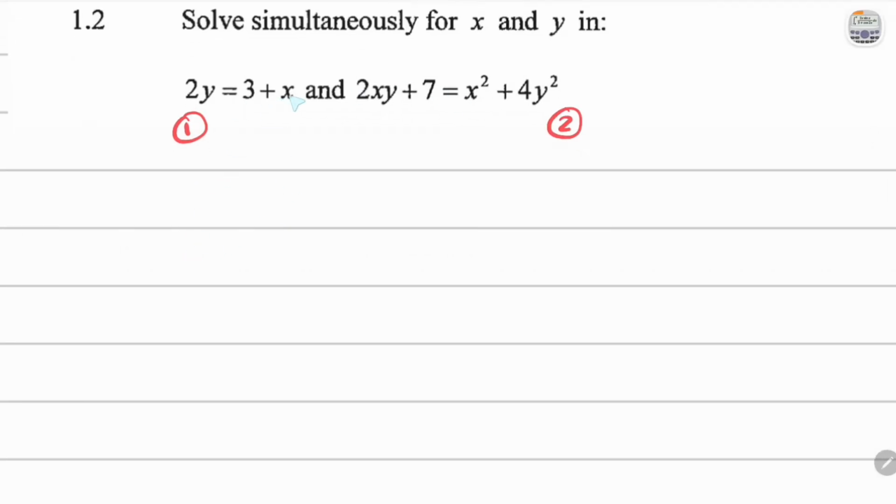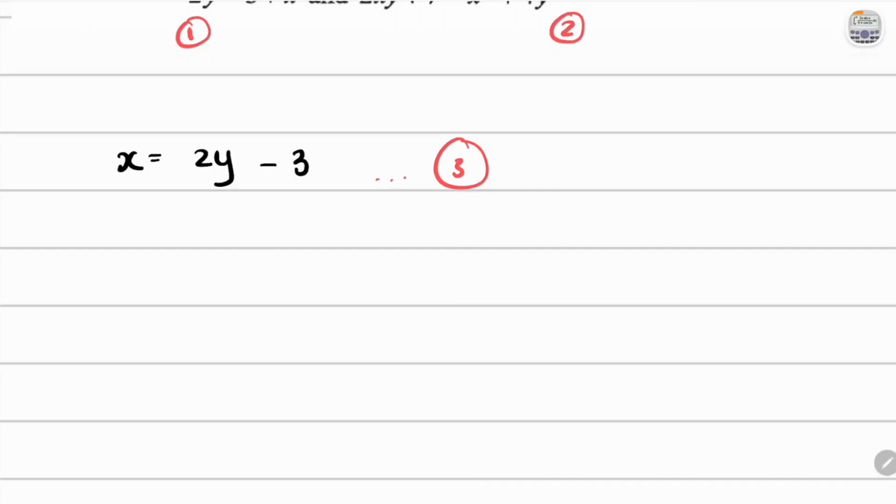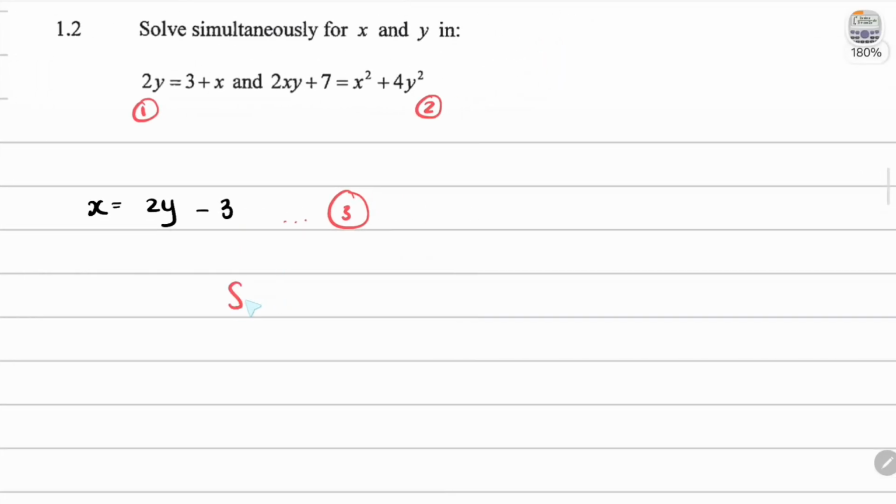Okay, so here we can make x the subject by leaving it on its own. And then the 2y is still on the left-hand side. And we can transpose the 3, so that becomes a minus 3. Okay, so x is equal to 2y minus 3. And this is equation number 3. And now, to finally solve, we're going to substitute equation number 3 into equation number 2. Always the equation that you didn't use yet.